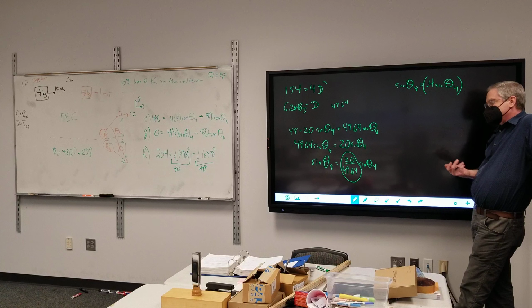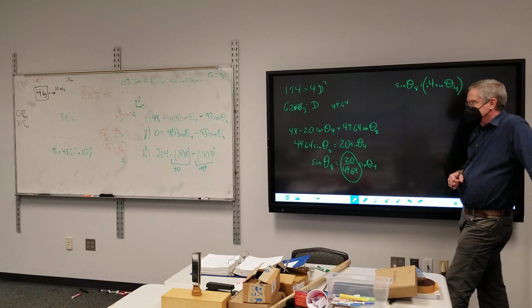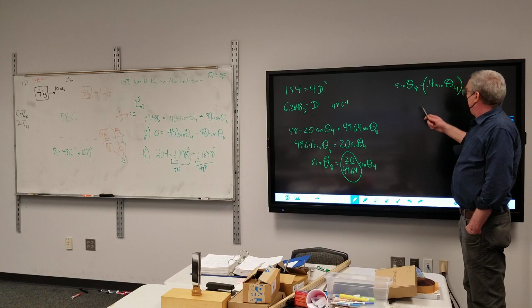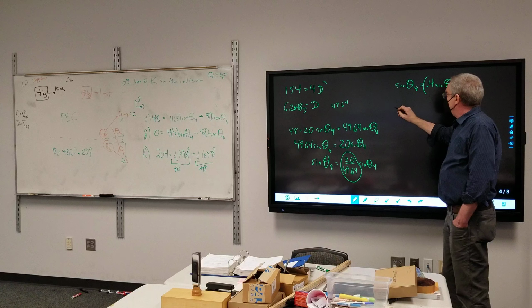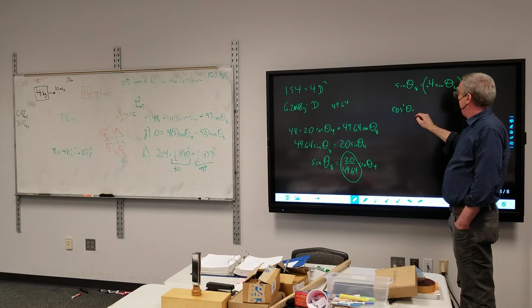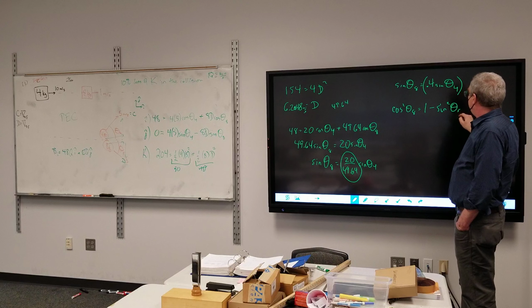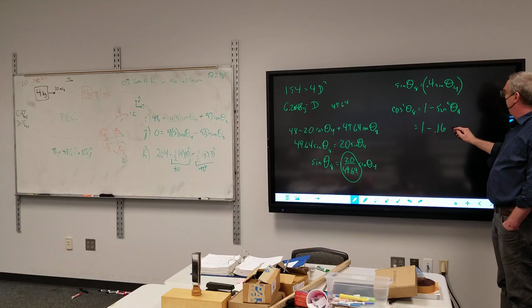Probably a subjective question, but what's the most important trig identity? Besides the definition of sine, cosine, and tangent, the Pythagorean, which is sine squared plus cosine squared equals 1. Okay. So from that, if I have sine theta 8, I can find cosine theta 8, because I know cosine squared theta 8 is equal to 1 minus sine squared theta 8. So we have 1 minus 0.16 sine squared theta 4.